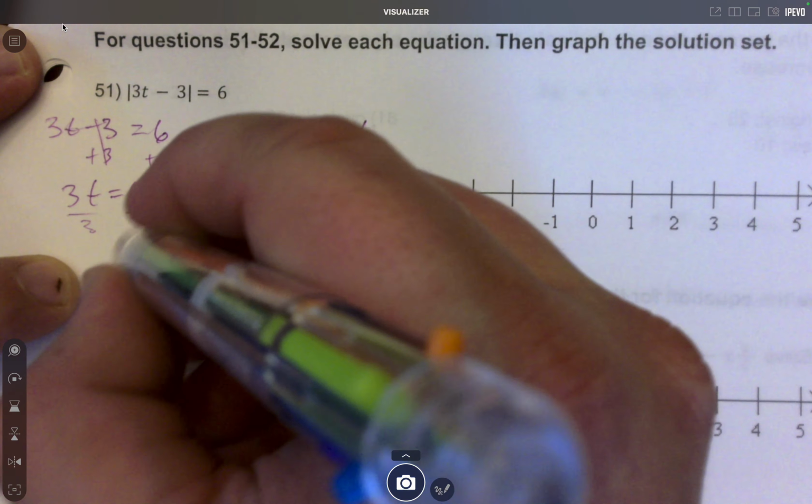I'll go ahead and mark this one over here. T equals 3. Fill it in. Now we'll solve this one. Add 3 to both sides. Gives us 3t equals negative 3. Then we'll divide both sides by 3. We get t equals negative 1. And our mission is complete for that problem.